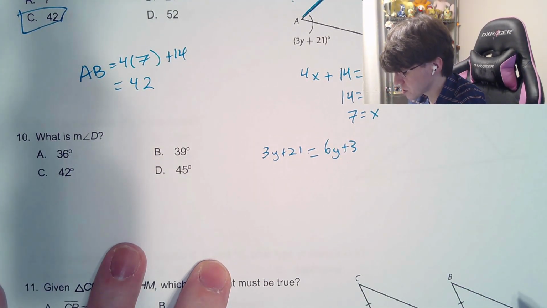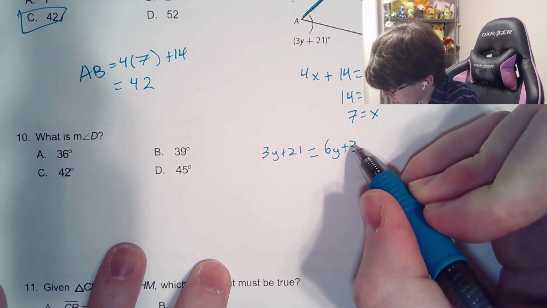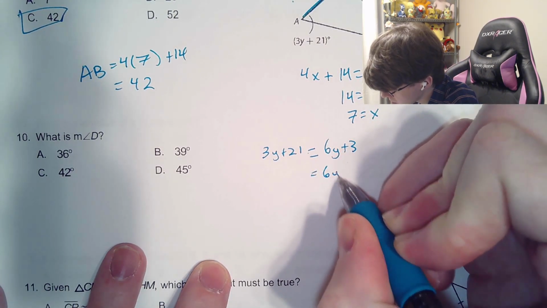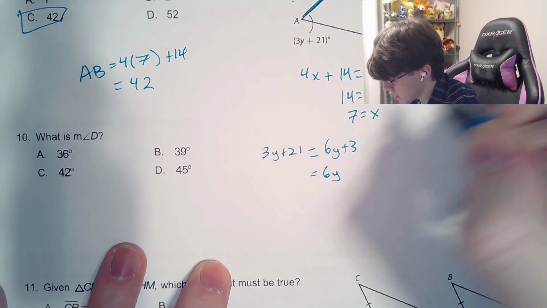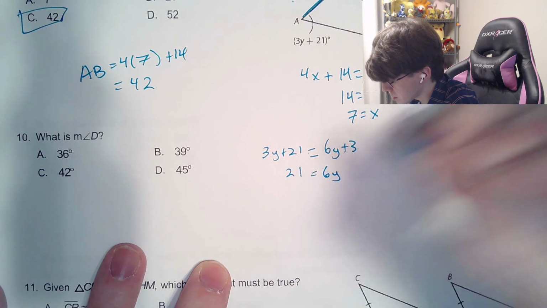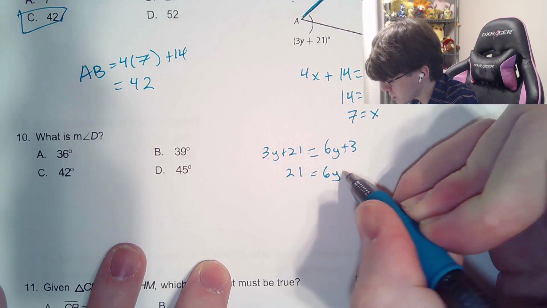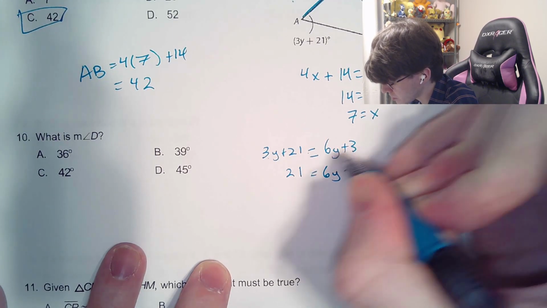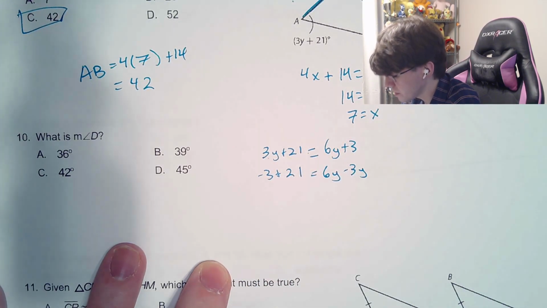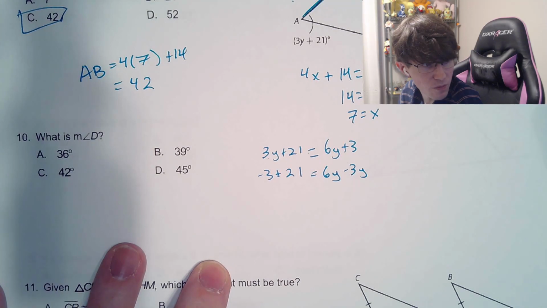Solving this equation, this is a great chance for that switcheroo. That 6y will stay in the same spot, and this 21 will stay in the same place, but that 3y will become a minus 3y over here. That 3 will become a negative 3 over here. And we go ahead and do this problem from there.